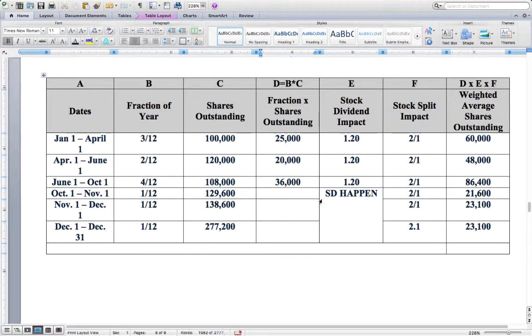So, to get to this number, it is going to be 1 divided by 12 times 129,600. This gives you 10,800 shares. Therefore, when you take 10,800 times 2 for the stock split, it gives you 21,600. And I will do this again for the remaining 2 here. You will get 11,550, and then times 2 gives you 23,100.